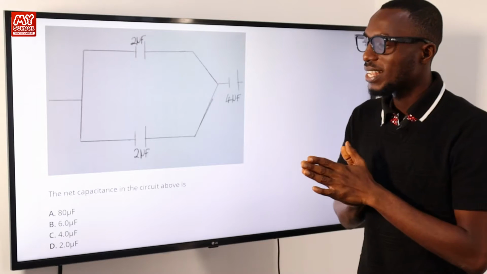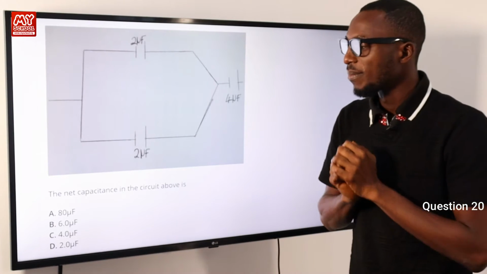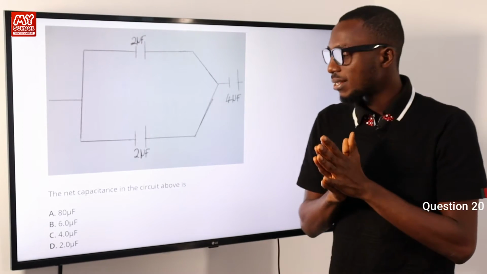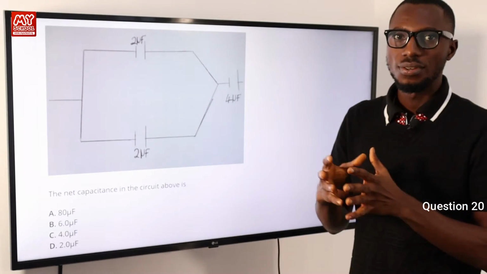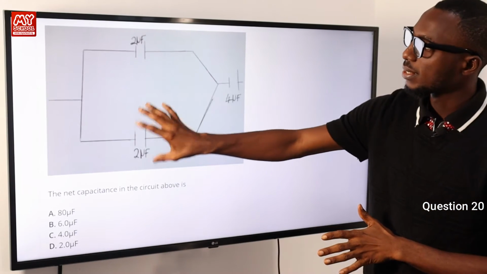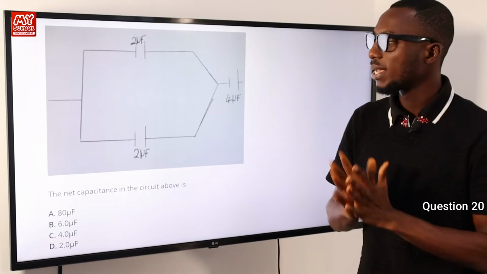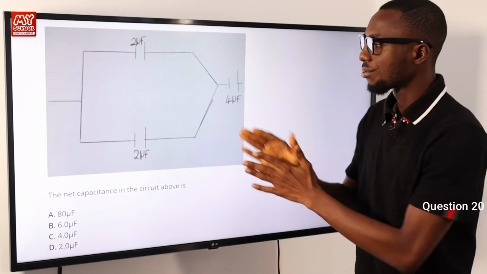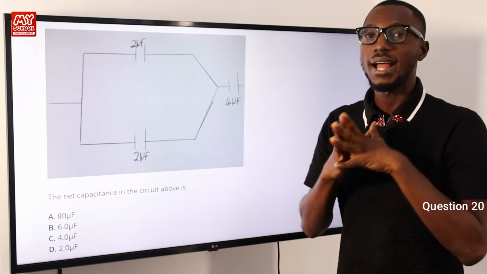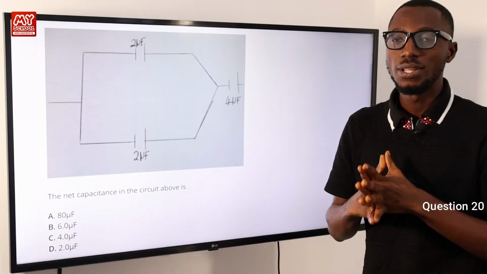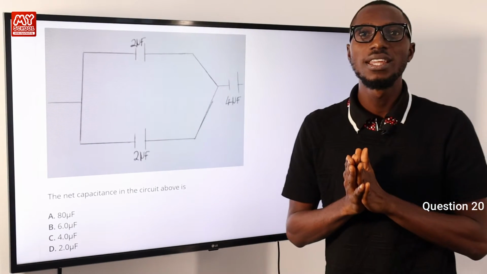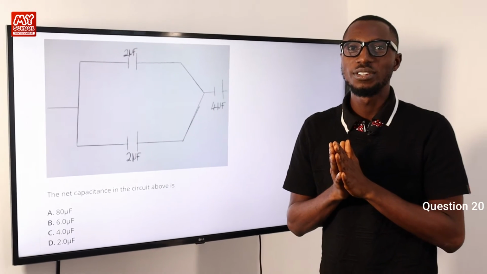So right there we are tackling question 20. The net capacitance in the circuit above is what? Looking at this arrangement, this is a parallel arrangement. Bringing them together, we are going to join it along with this as an arrangement in series. So join me as we tackle question 20.